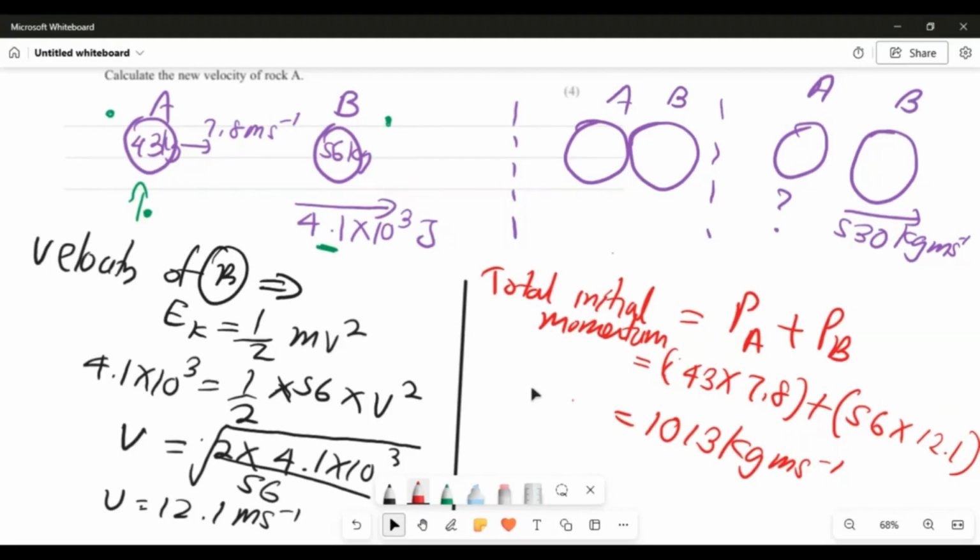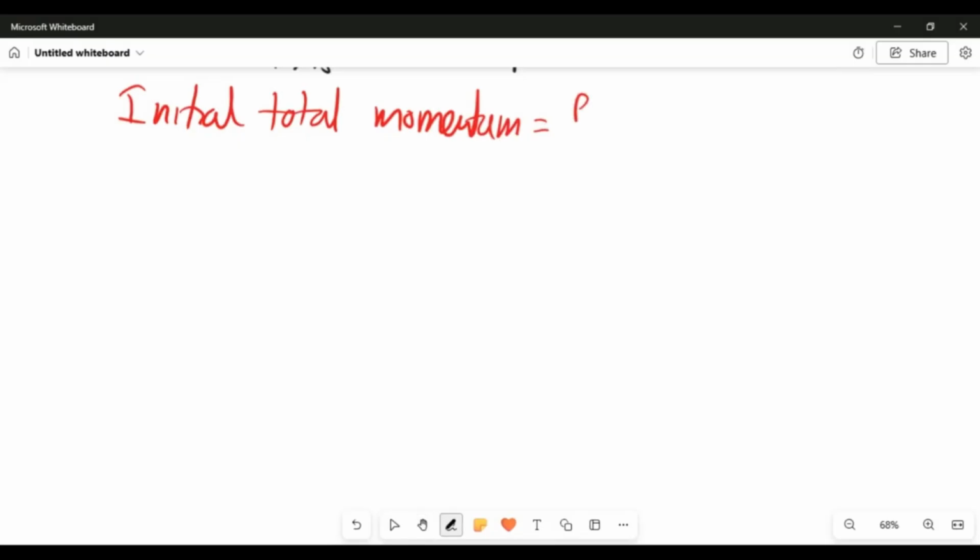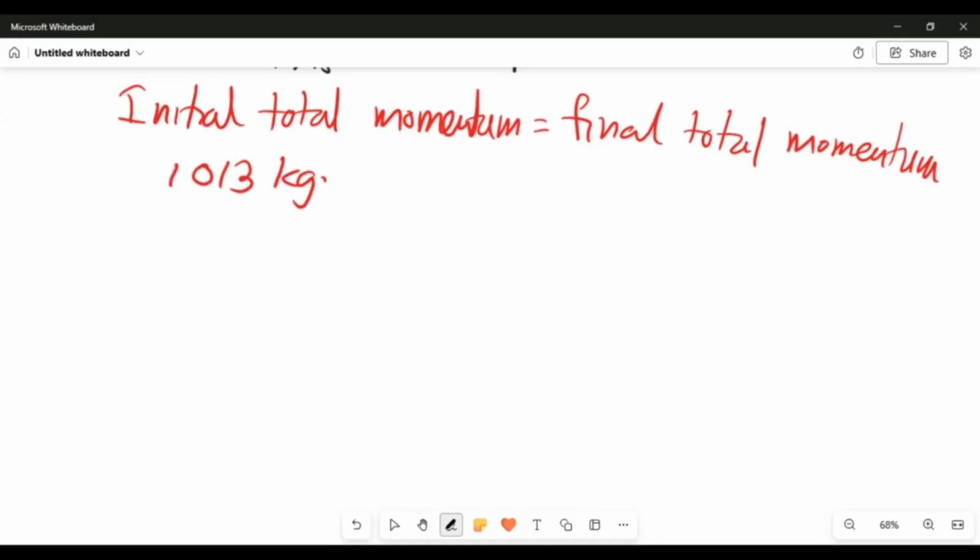So you know that according to the law of conservation of momentum, initial total momentum should be equal to the final total momentum. So we shall equalize the initial total momentum and final total momentum. So initial total momentum is 1013 kilogram meters per second. Yeah, we shall understand about the final total momentum.